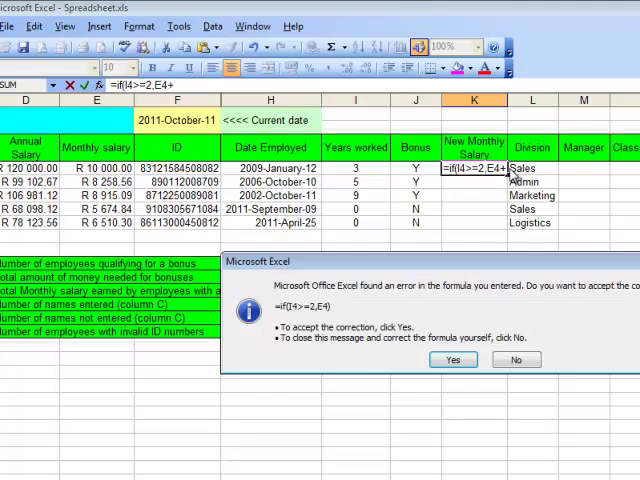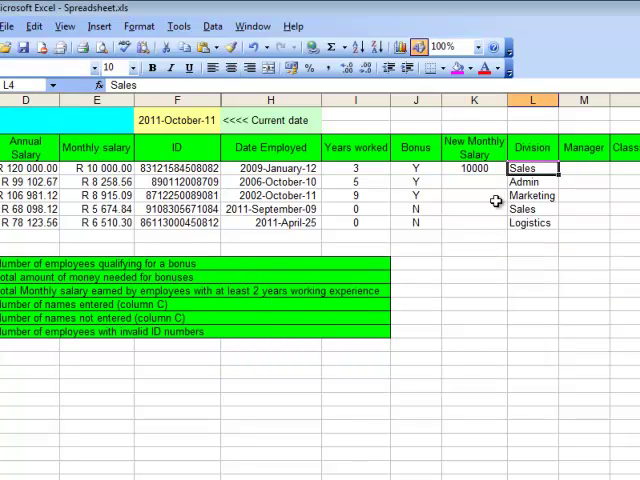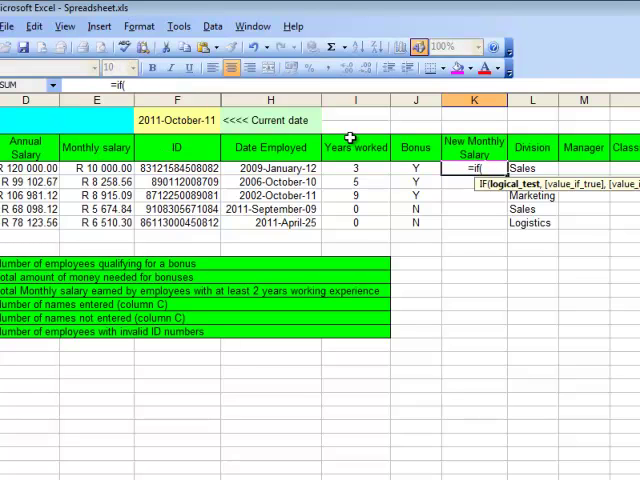Where are we? Over here. Okay, I want to correct this formula. Things have gone a bit squiffy there. Let's start that from scratch and say, equals IF, we want to look for those people who've qualified, so that's greater than or equal to 2 years. That's our test, comma.